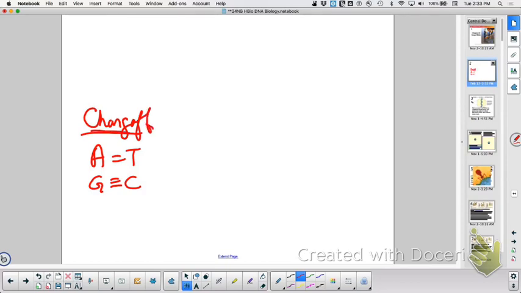Who came up with the idea that DNA is a double helix? Who? Watson and Crick.